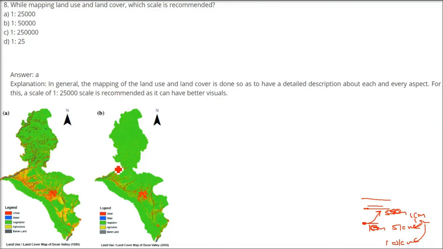So what is the better scale for mapping land use and land cover? Is it 1:25? That will not be working. This is just an image of the Dehradun area. 1:25,000 scale is the best one. The mapping of land use and land cover is done to have a detailed description of each and every aspect, and the 1:25,000 scale is recommended as it gives us a better visual, better appearance and better details. 1:25,000 is the answer.